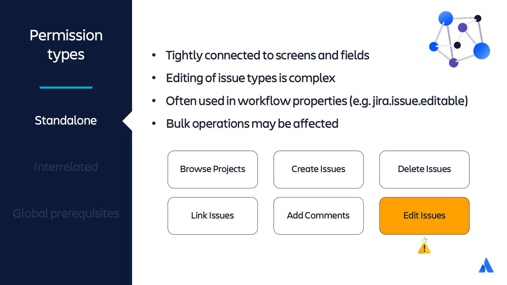Another common configuration that administrators run into is the combination of the Edit Issues permission and workflow properties. Workflow step properties, such as Jira.issue.editable, will make issues read-only, even for users that have the Edit Issues permission. This configuration can also mean that issues cannot be updated in bulk, using the bulk edit issue operation. As you can see, the Edit Issues permission often needs to be analyzed alongside screen schemes, field configuration schemes, and even workflow schemes when planning or troubleshooting a configuration. This brings us to the next permission category, the interrelated permissions.